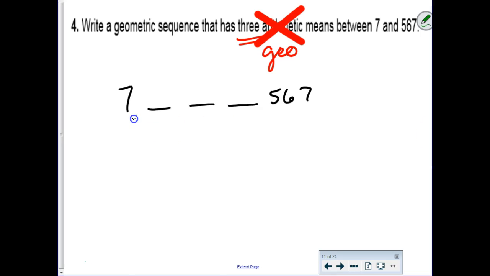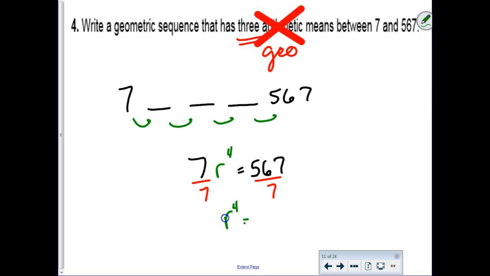But talk to me about how many jumps or hops, or whatever you want to call them, it took you to get to 567. 4 jumps, good. So you started at 7, and then you multiplied by this mysterious common ratio 4 times. And it got you to an answer of 567. So let's solve. Uh-oh.